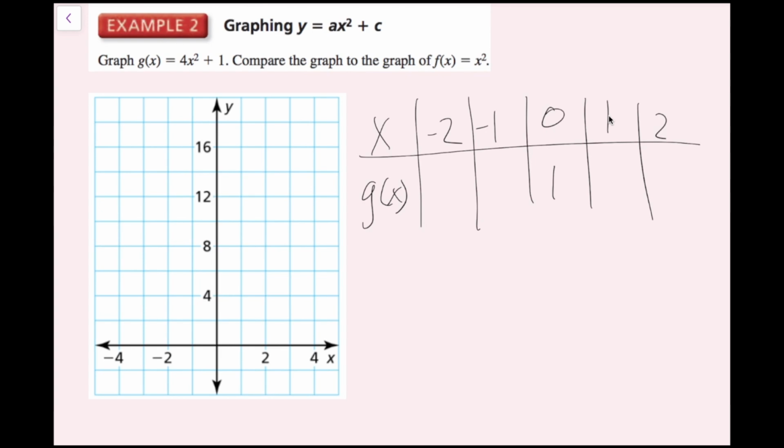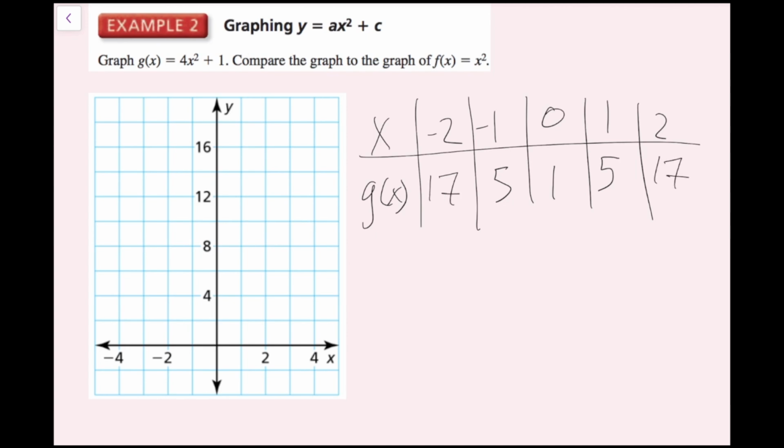Okay, well, 1 squared is 1, and then times 4 is 4, plus 1 is 5. And remember, since my axis of symmetry is going to be where my vertex is, if this is 5, since this is the same distance away as these two numbers, this is also going to be 5. Now I'm going to do 2. 2 squared is 4. 4 times 4 is 16, and then 16 plus 1 is 17. So this will be 17, and this will be 17.